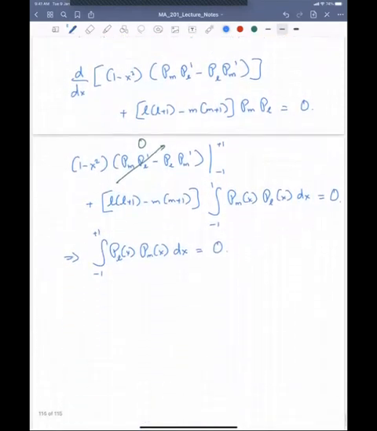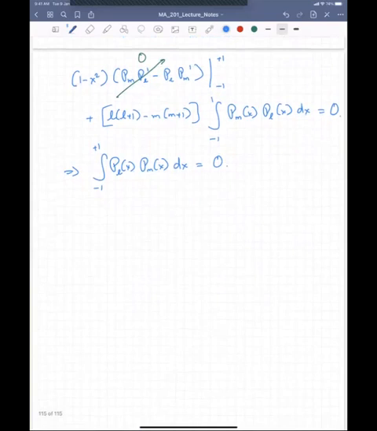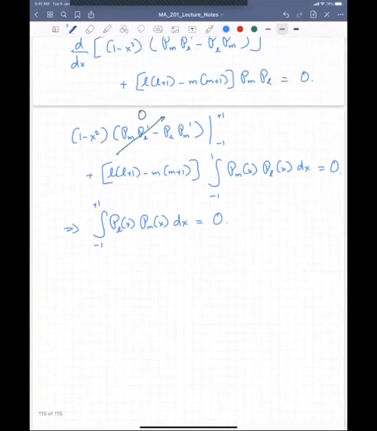Just like, how is Pm PL dash minus PL Pm dash equal to 0? So regardless of Pm and PL dash, it is multiplied by 1 minus x squared, right? So 1 minus x squared is 0 at x equal to +1 or -1. So the first term is always 0, which means since the whole thing is equal to 0, the second term should also be 0.